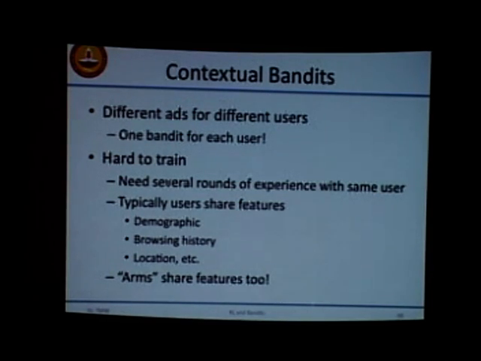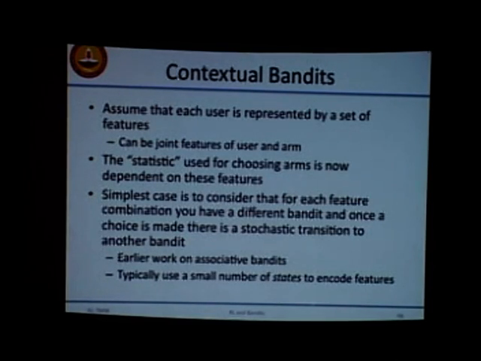Right? So that's basically, and instead of using one bandit for each user, we want to be able to generalize across users. Okay, so that's the basic idea behind contextual bandits. So we assume that each user is represented by a set of features, and then you learn functions instead of learning one mu hat that you had earlier. Now you learn a mu hat.